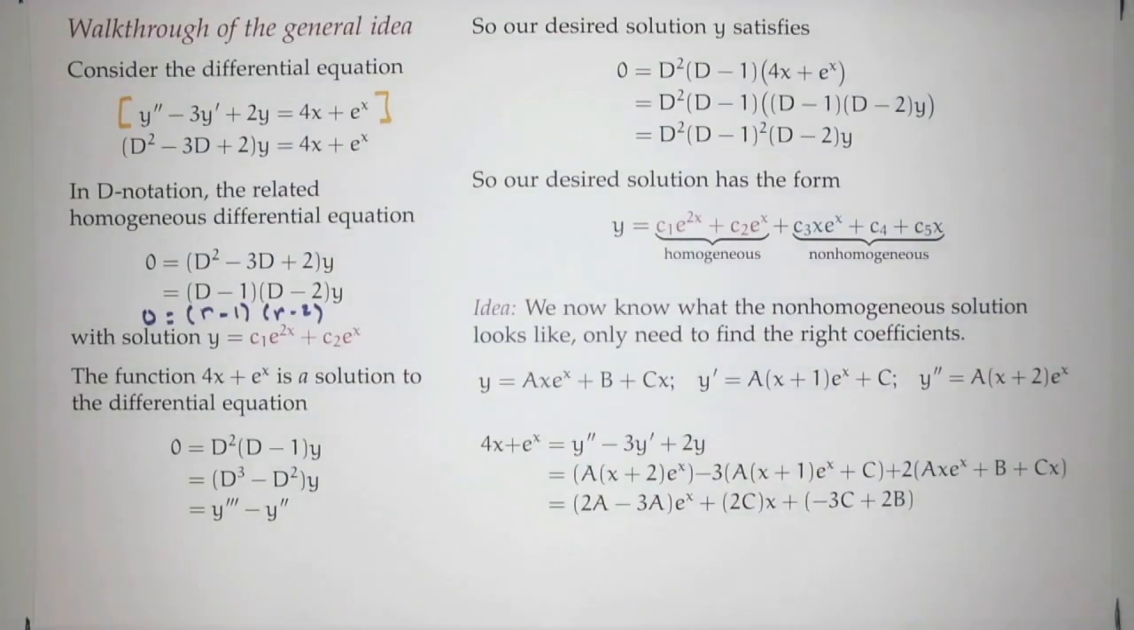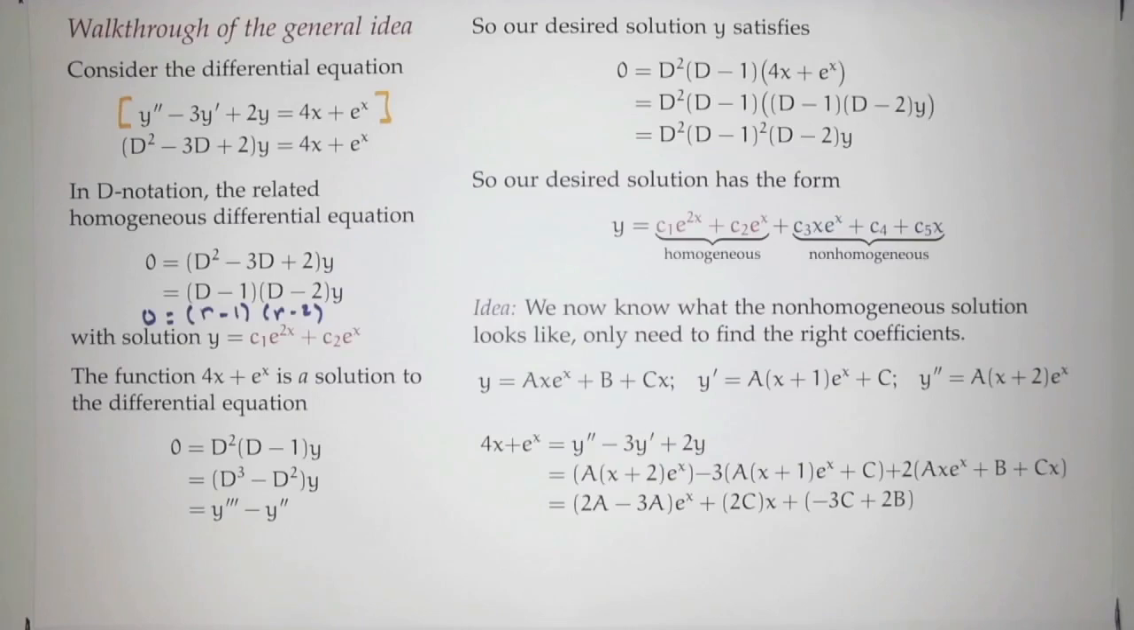Now we're going to tackle the non-homogeneous part. And here's how we do it. We look at the function 4x plus e to the x. And we say to ourselves, all right, let's find a nice differential equation where that's a solution to the homogeneous version of it. In other words, we want y equals 4x plus e to the x, and when we plug it into a differential equation, we get 0 out.